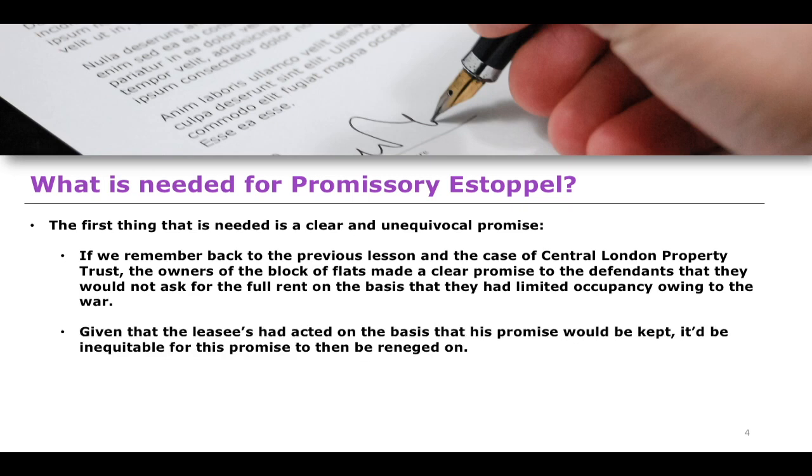Now, given that the lessees had acted on the basis of that promise, they had not charged so much rent, it would be inequitable for this promise to then be reneged upon, because it would put High Trees House Limited in a very difficult position, owing to the fact that they had acted on the basis of the fact that the promise would be kept, and that their rights under the contract would continue to be waived.